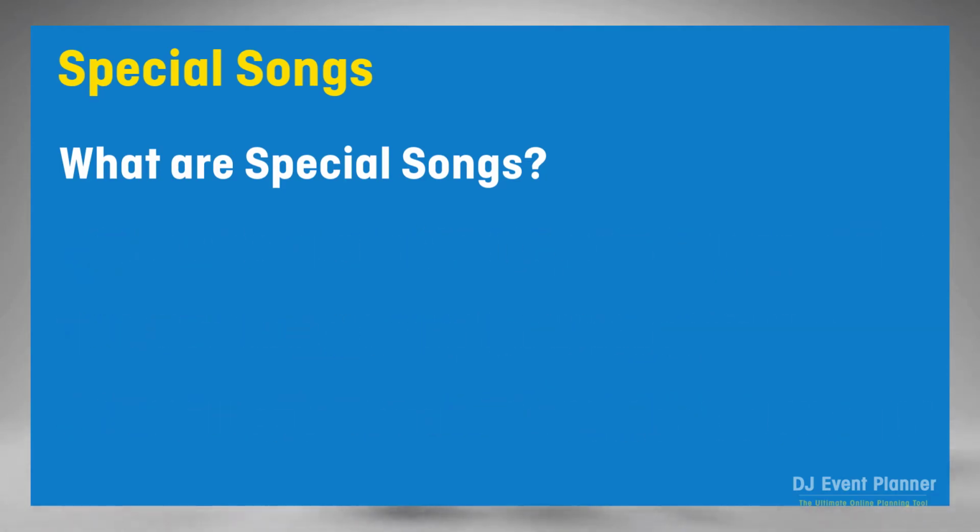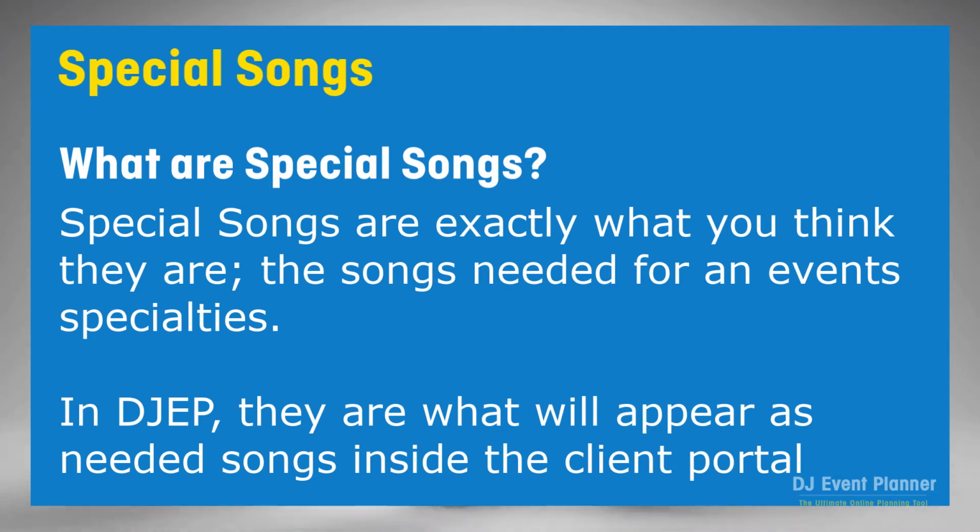So starting off, what are special songs? Well, special songs are exactly what you think they are, the songs needed for an event's specialties. For example, for a wedding, you will require song selections from your clients for first dance, mother, son, father, daughter, etc. Other event types, such as quinceañeras, mitzvahs, etc., will have their own song selections. In DJ Event Planner, special songs are what will appear as needed song selections inside the client portal when a special songs list is assigned to an event.